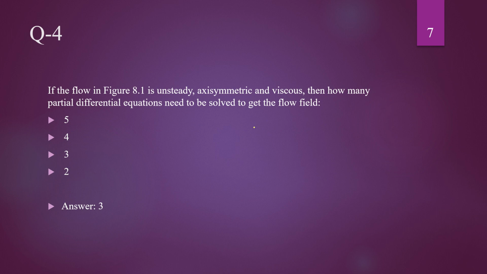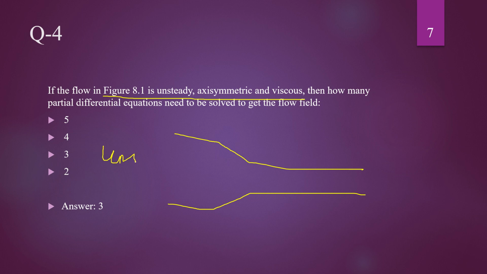Now we'll move on to question 4. If the flow in figure 8.1 is unsteady, axisymmetric and viscous. So we all remember how figure 1 was. A contraction section was given here, and the fluid flow is unsteady and axisymmetric flow. It is like across the axis the flow is similar, so we can solve it as axisymmetric flow and viscous fluid flow.